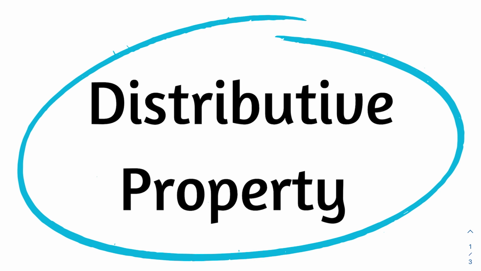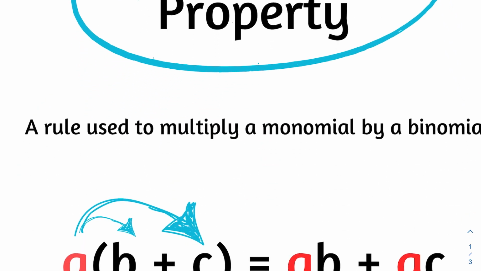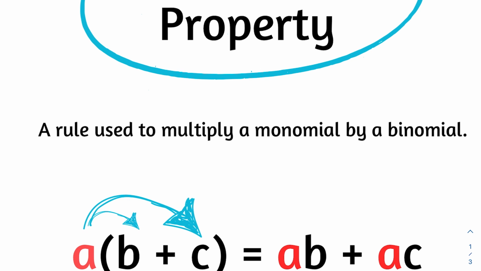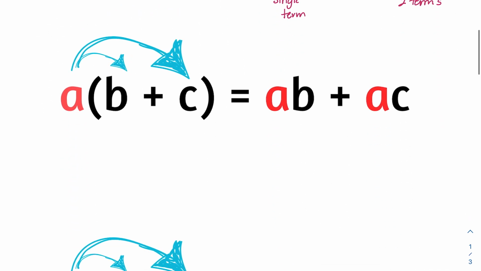So let's get started. The distributive property is just a rule that we use in math to help us multiply a monomial times a binomial. A monomial is just a single term, and a binomial has two terms. Okay? So let's take a look at what it looks like.